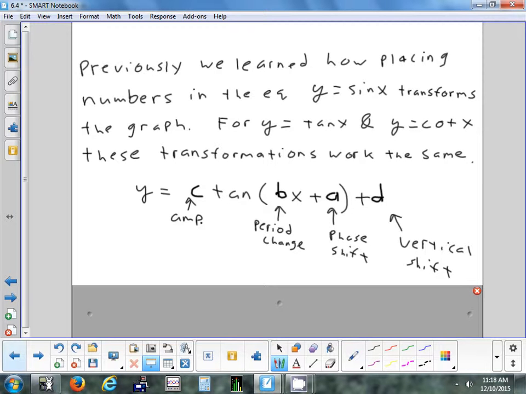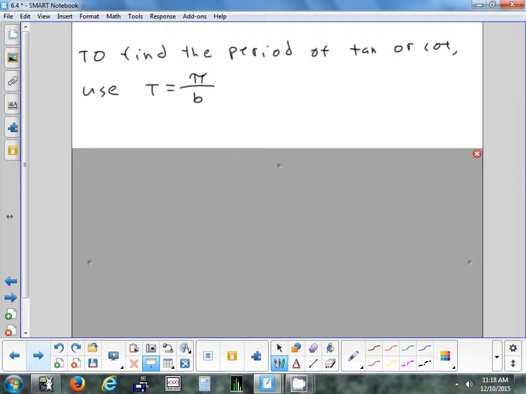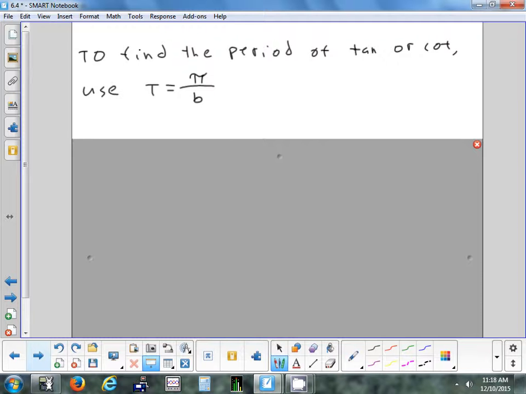All right, so any questions on this idea? It's exactly the same. Remember A and B do the opposite, C and D, exactly what you would expect, all that kind of stuff. All right, so anytime I ask you to find the period of tangent or cotangent, this is your formula. When we did sine and cosine, what was the numerator in the fraction? It was 2 pi. So now you've got to be careful. Sine and cosine, everything revolves around 2 pi. Tangent and cotangent, pi.